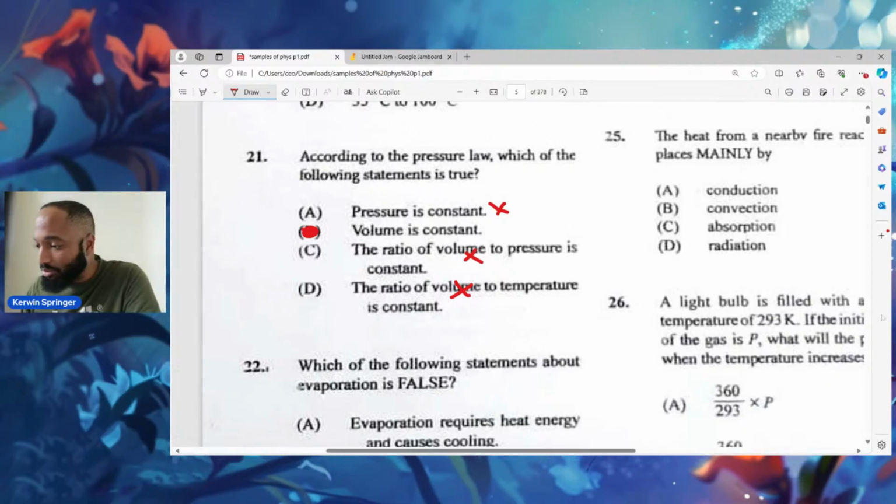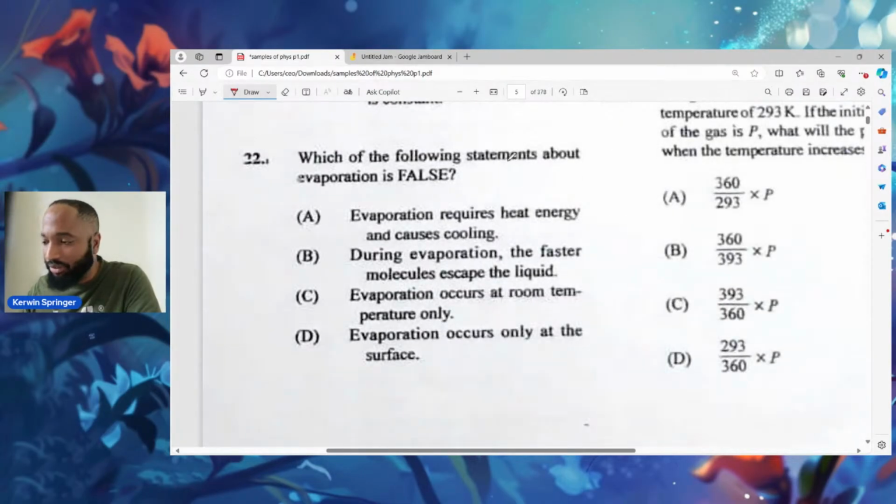Somebody asking me questions, as repeated physics. Is my name Kerwin Springer? Which are the questions that repeat for every multiple choice in 6?